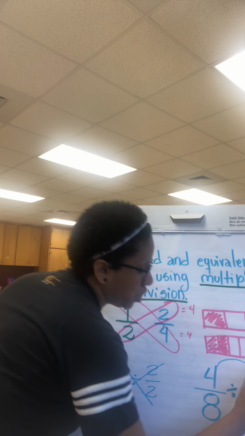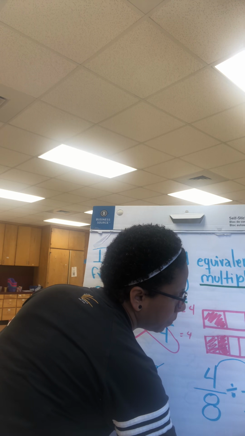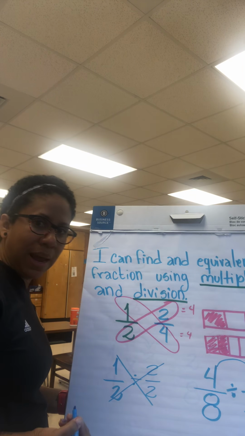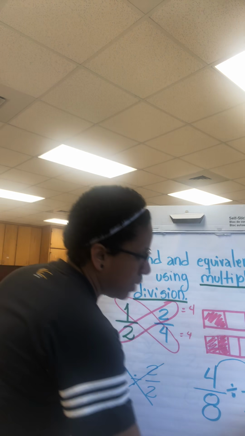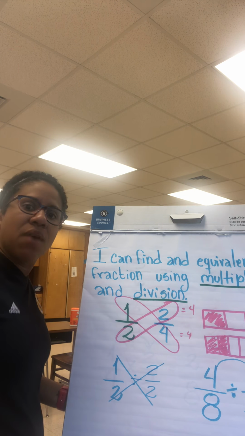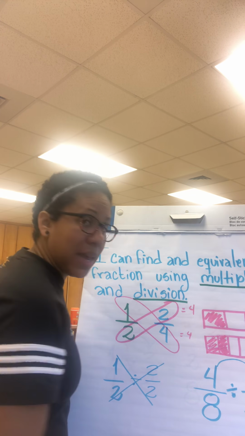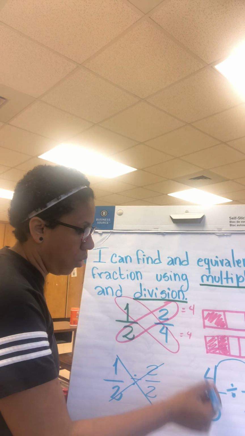So 4 divided by 2, how much is it? 4 divided by 2 is going to be 2, right? And 8 divided by 2 is going to be 4. And we have our equivalent fraction. So 2/4 is equivalent to 4/8.